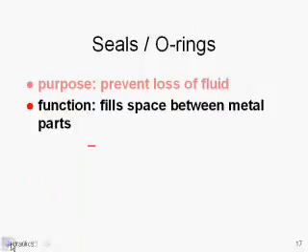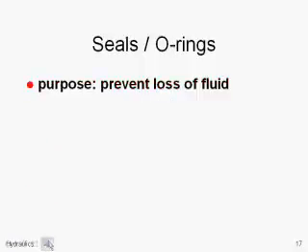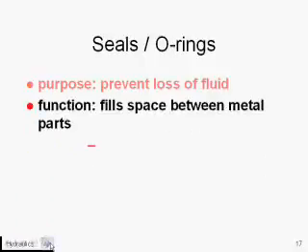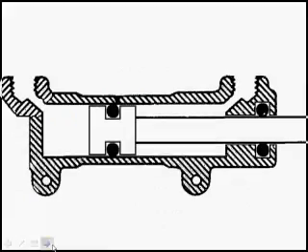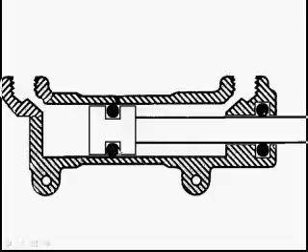Seals and O-rings. What is the purpose? Why are they there on the aircraft? To prevent a loss of fluid. And how do they work? What's their function? By filling the space between metal parts. Here is a diagram, you've seen it before, of a double-acting actuator. You can see the O-ring here, it goes all the way around, and there's an O-ring here, it goes all the way around.